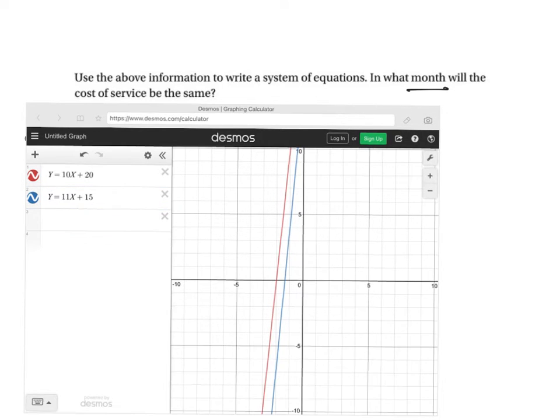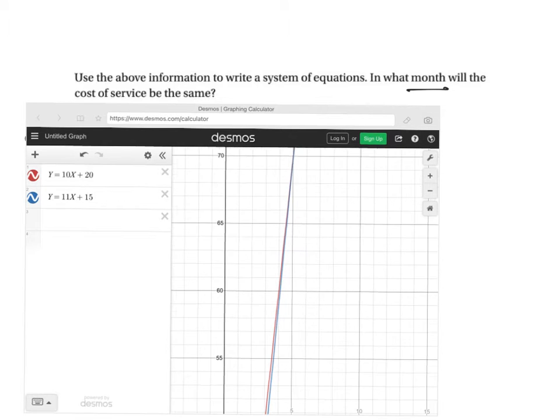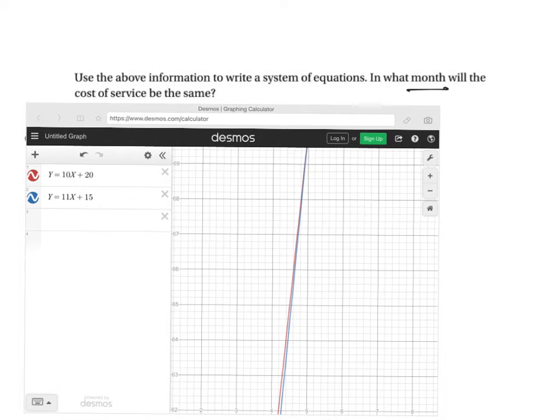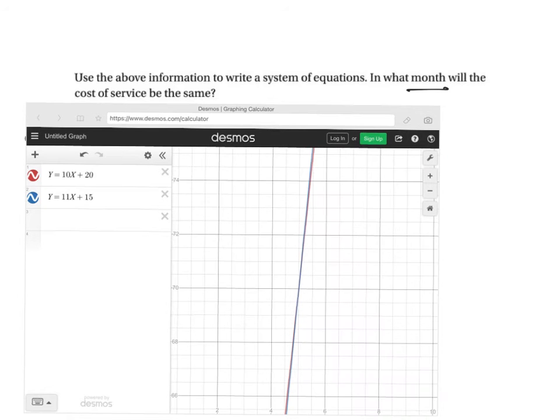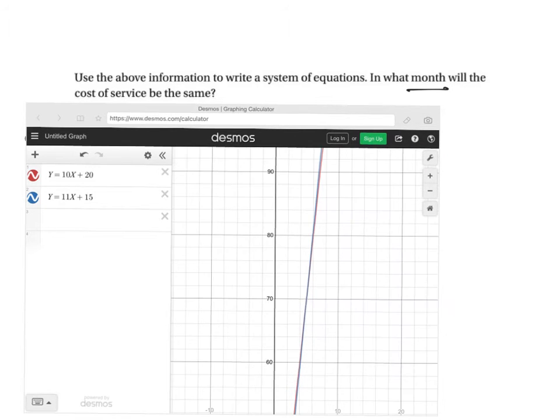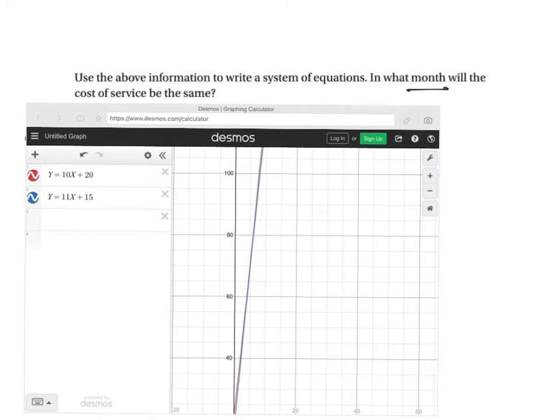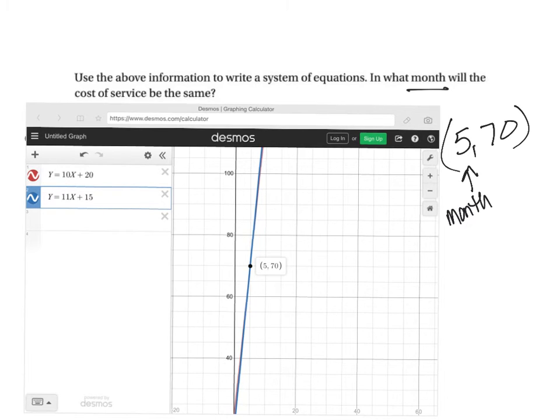So in this case, we're going to have to zoom out to see where they actually intersect, which is going to be a little tricky. It looks like it's almost impossible. Let's see, maybe right here. Looks like that's about right. So it looks like it would be 5, 70 would be the point where they intersect. So it would be the 5th month and $70. So let's check this actually before we move on.